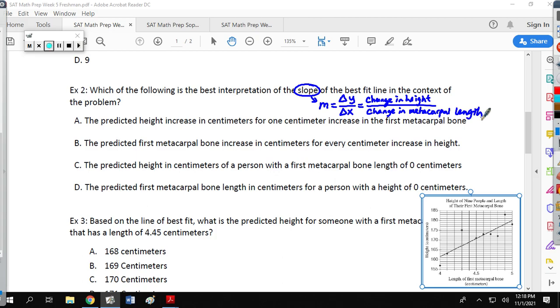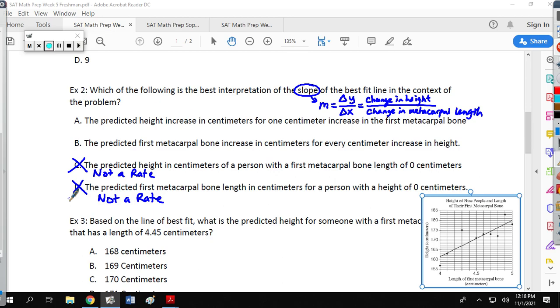So when we look at our options here, two of them don't even describe a rate. Okay? C, that is not a rate. So that is not the correct answer. It's not describing a rate of change. The same with D. That is not a rate. So right away, when we know that we're describing the slope, those two should be eliminated immediately from our thought process because they don't describe a rate. Okay? We are looking for words like increase, decrease, per, each.